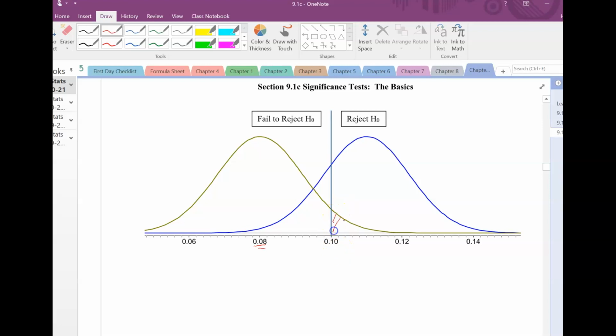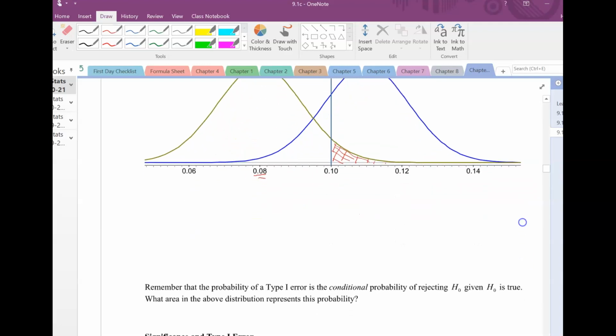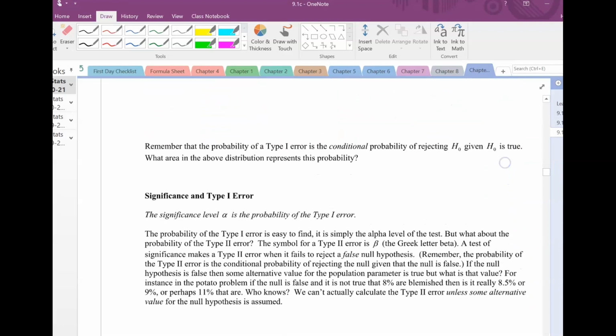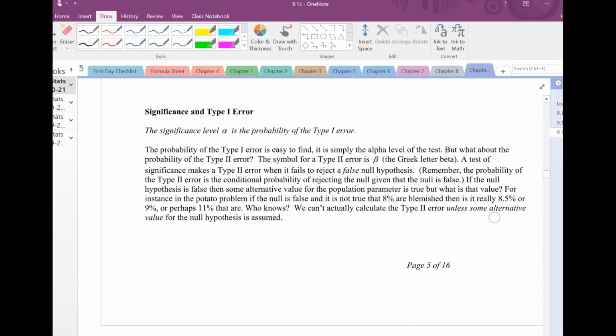This area right here in the diagram that you're looking at would be the samples that would cause you to reject the null hypothesis. So the area to the right of p hat equals 0.1 under the normal curve is where the type 1 errors occur. All right, in this next section, I'll go kind of slow so you can see what I'm shading in there. But it says the probability of the type 1 error is easy to find. It's simply the alpha level of the test.